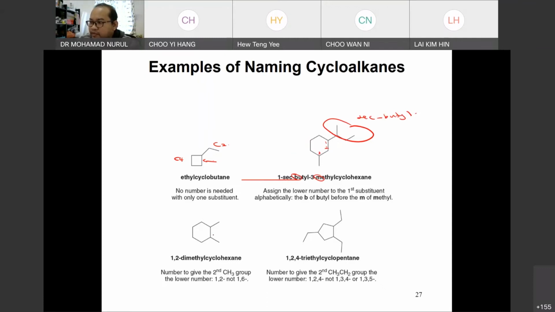In this 1,2-dimethylcyclohexane, we can count clockwise or anticlockwise, but we have to find the lowest numbers for the substituents. So it becomes 1, 2, 3, 4, 5, and 6. It becomes 1, 2 because the substituents are similar, so we name it dimethylcyclohexane. This is similar, referring to what we have covered before. So you can easily name this compound 1,2,4-triethylcyclobutane.